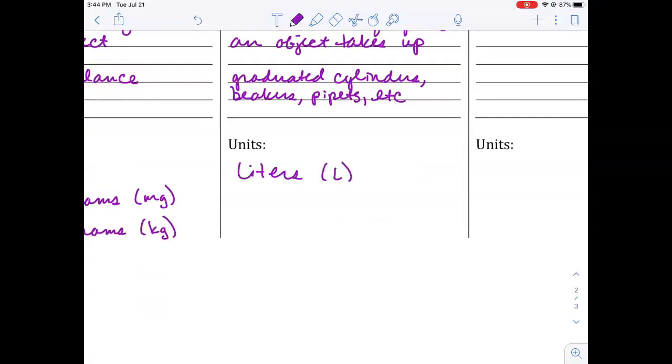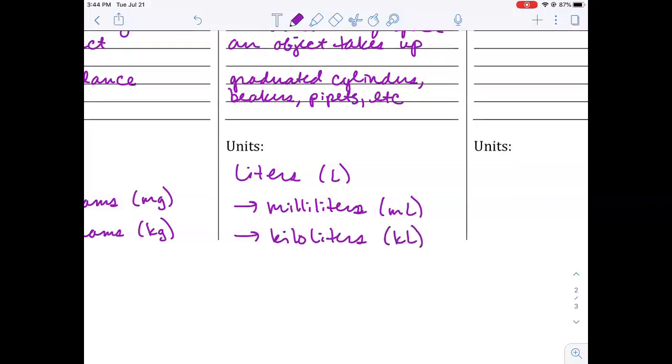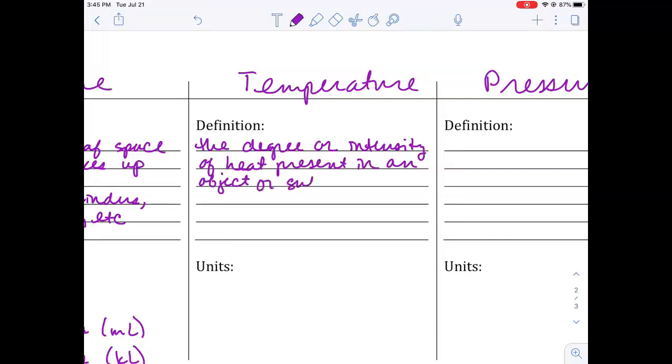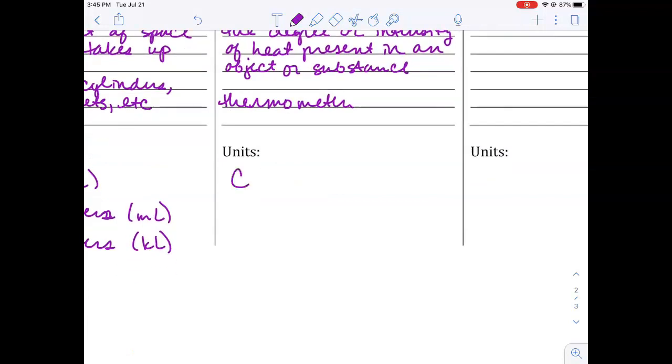We measure volume primarily in liters. Just like with mass, we can have milliliters, which is 1,000th of a liter, and we can have kiloliters, which is 1,000 liters. Next, we have temperature. Again, we can use temperature for all 3 of our states of matter, and temperature is the degree or intensity of heat present in an object. So temperature is related to the kinetic energy or the motion of the particles, and we use a thermometer to measure temperature.